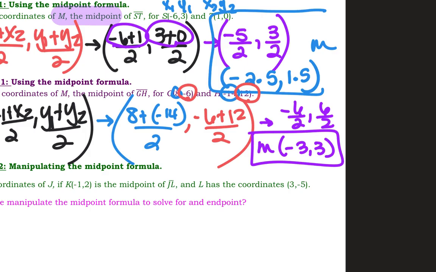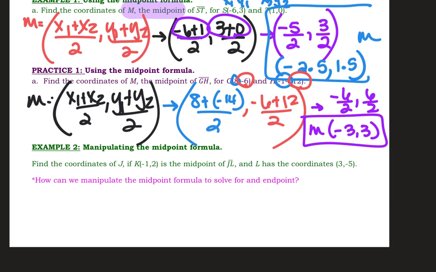In the next part, if you read the question, it says find the coordinates of J if K is the midpoint of J to L and L has these coordinates. So are you looking for the midpoint on the next one? No. You're not. So what is happening is now you have the midpoint. Now you have this and you have one of these. The question is what's the other variable?